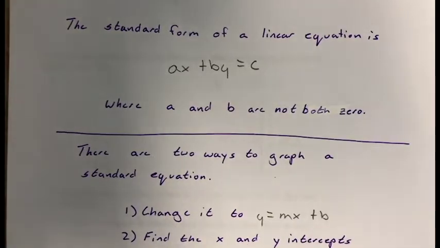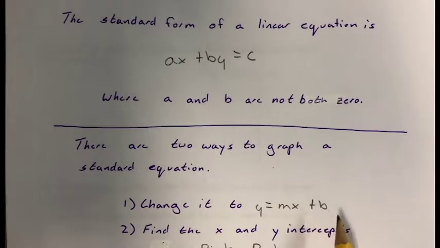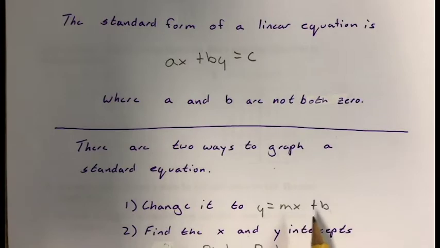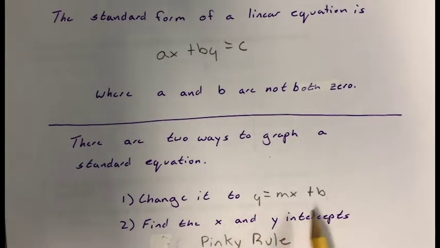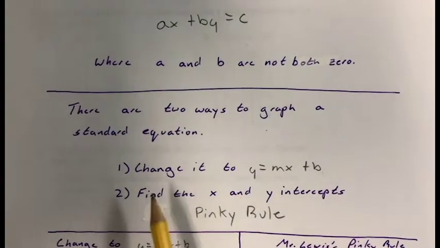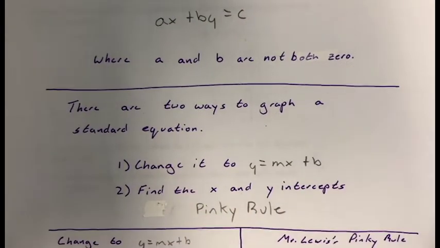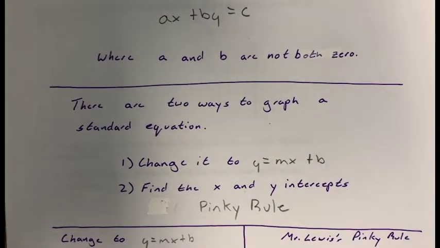So, if we get a standard equation such as ax plus by equals c, there's two ways that we can graph it. First off is change it to y equals mx plus b. This is what most people typically do. It's what they've been taught, it's what they know. Even when I'm teaching college classes, they always change it to y equals mx plus b. However, there actually is an easier way, and it's by finding the x and y intercepts. And this is what I call Mr. Lewis's pinky rule, and we'll get to the pinky rule either way.